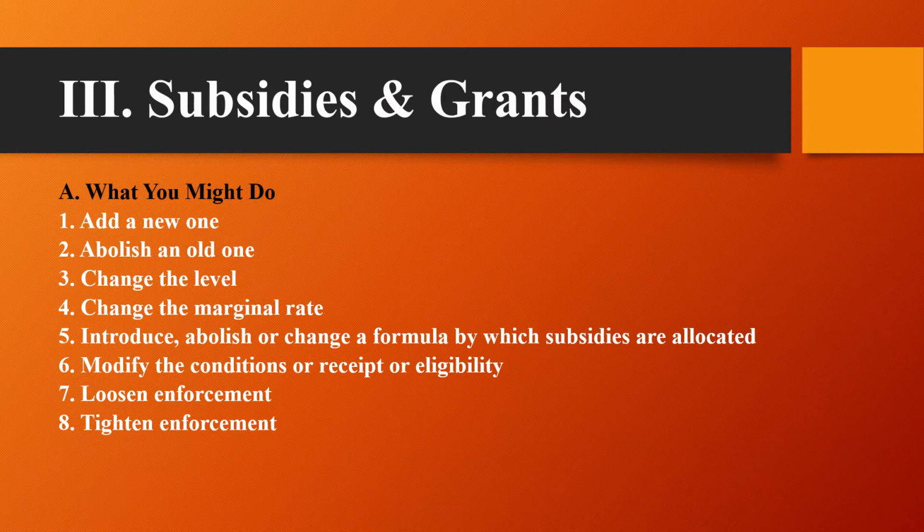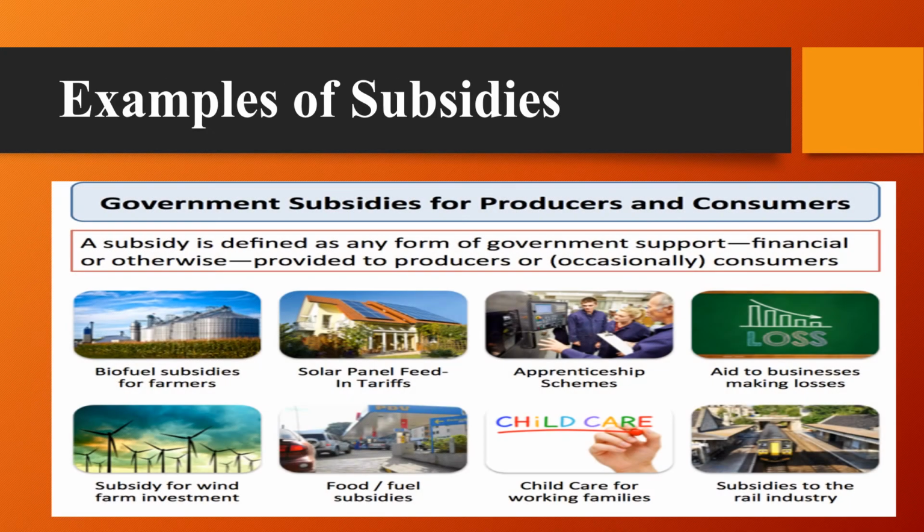Roman numeral 3, subsidies and grants. A list of what you might do. Here are some basic examples of subsidies: biofuel subsidies for farmers, subsidy for wind farm investment, food and fuel subsidies, just to name a few.